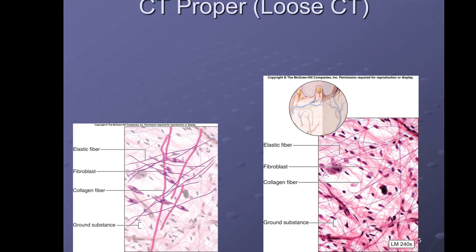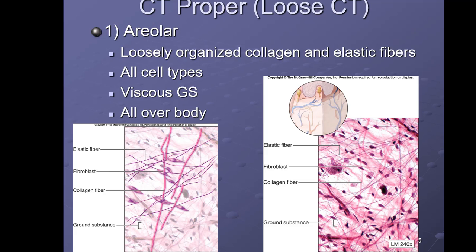So key points are going to be identification of the connective tissue, location, so where is it found, and anything else that is important I'll mention. So we're going to start with loose connective tissue, and the first one under loose is areolar.